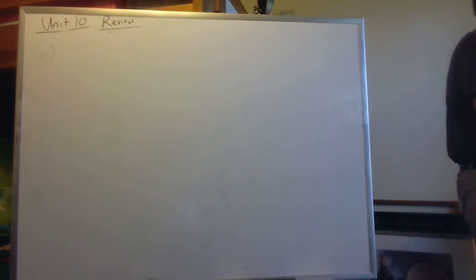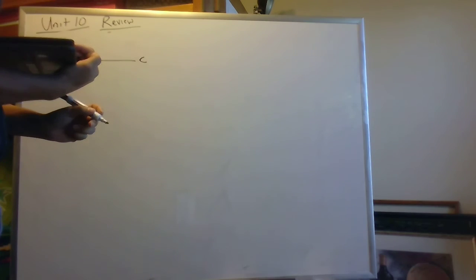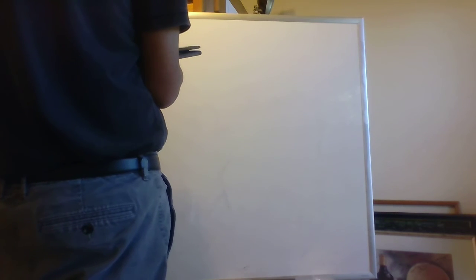My pen is kind of dying. I want to see if this black pen works. And it looks like it will. There we go. All right, so we have a line of reflection at C, and then we have this triangle like this. That is X, Z, and Y.